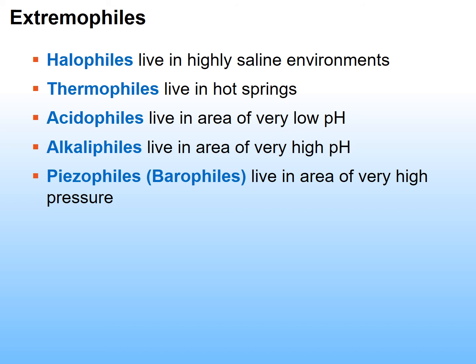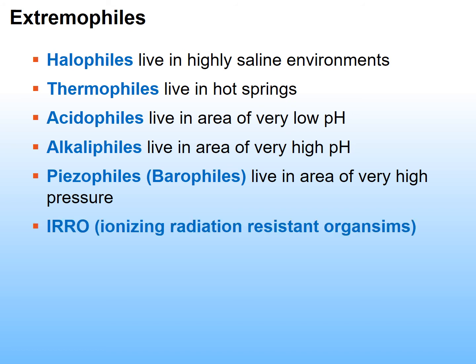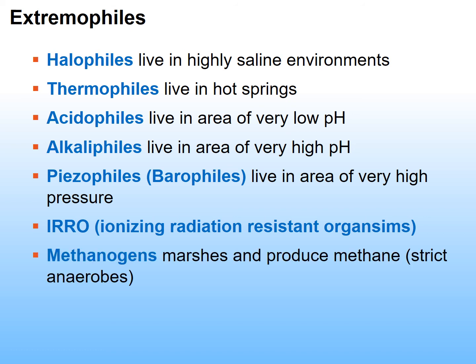Now we have piezophiles, often called barophiles. They live in areas where there's a very high pressure, so it's much greater than what we could handle. And then we have also ionizing radiation resistant organisms, or IRROs. Those organisms can survive ionizing radiation, which we would not be able to survive. So very, very high energy UV radiation and X-rays.